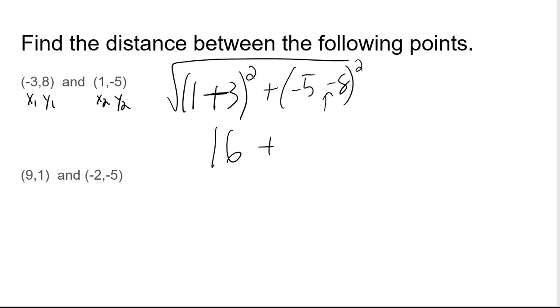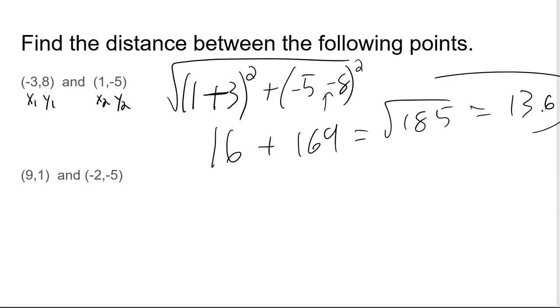I square that number, I get 169. I add those two numbers together, the square root of 185. You can leave it like this, or you can give me square root of 185 and tell me it's 13.6. Both those are good.